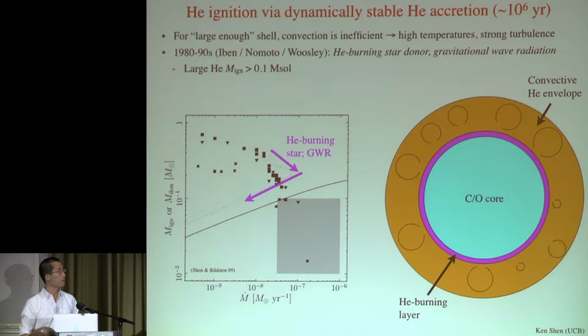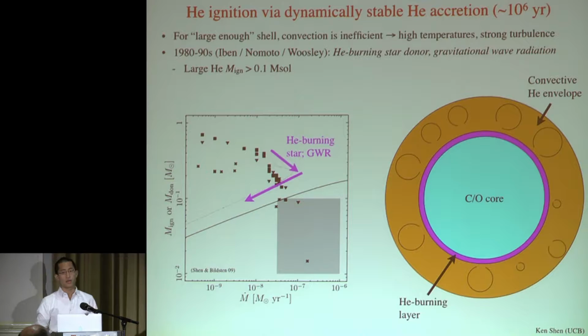Now in the first scenario I mentioned, where you have a non-degenerate helium star, you actually get quite large ignition masses of order a few tenths of a solar mass. So this plot is showing the donor mass as a function of the accretion rate. And for this scenario, you get accretion rates that are something like a few by 10 to the minus 8 solar masses per year. Also shown on this plot are the convective ignition masses, the ignition mass of helium at the point when convection starts for those given accretion rates.